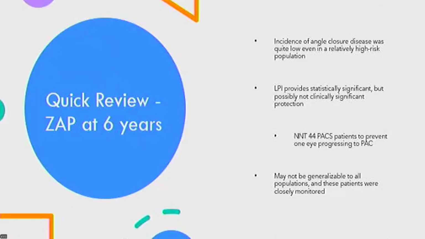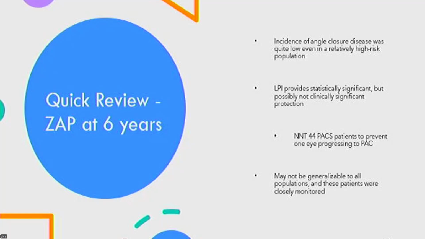All right, so at 6 years, forgive me, I said 9, 6 years, what was seen was that the development of an acute angle closure attack was very rare. Okay? An LPI did protect against that, but we're talking about taking a very low risk and making it even lower. So 44 patients needed to be treated to prevent 1 incidence of primary angle closure. And even more needed to be treated to prevent acute angle closure attack, which is the thing that we're most scared of. It's a very rare entity.